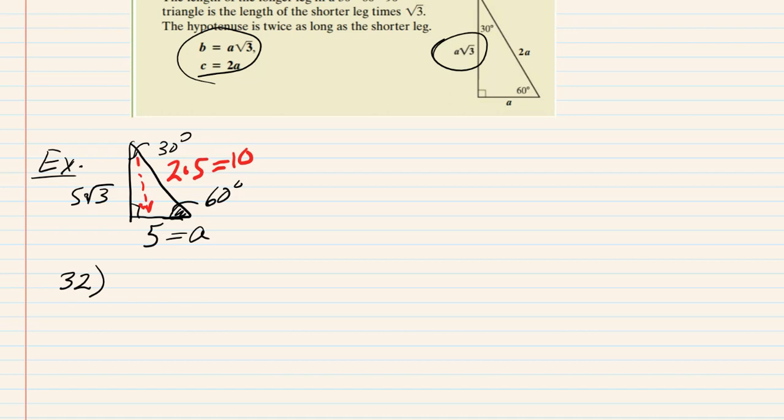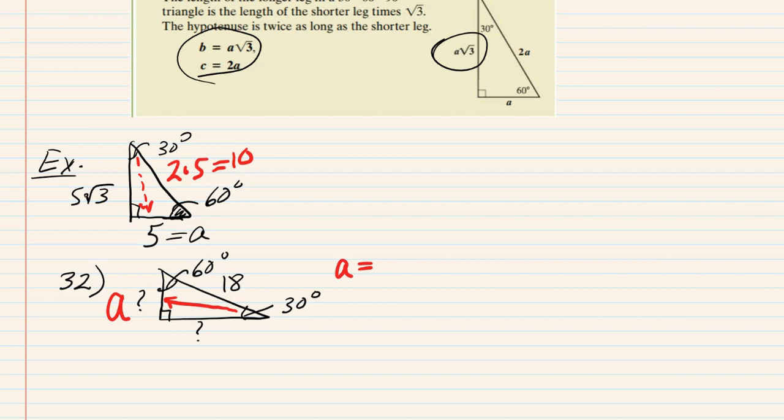So let's take a look at number 32. In number 32, we have a 30, 60, 90 triangle that looks like this. We're given that's the 60 degree measure angle. The hypotenuse is 18. This is the right angle. We want to find the other two sides. So remember, this will be the 30 degrees because the one in front of it is 60. Now the side opposite 30 degrees is this side. That's half the hypotenuse, and in fact that is what A is. So A is half of 18, or 9.